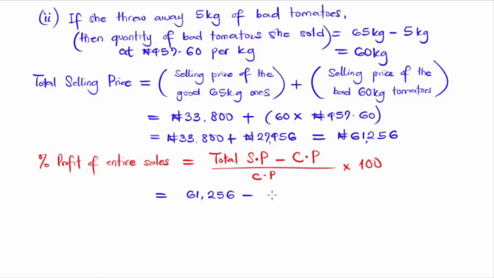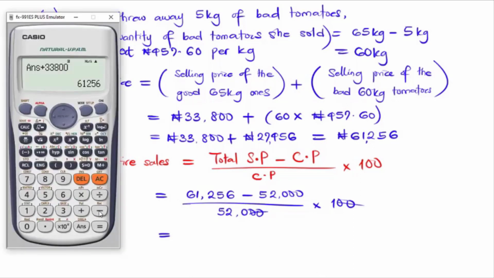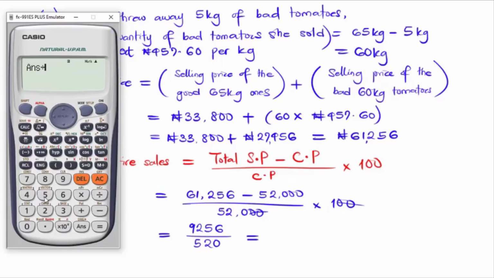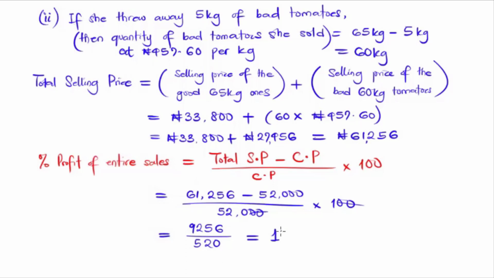Okay, minus the cost price that she used to purchase everything, that's 52,000, over that same cost price, times 100. So these zeros can cancel out, and we have 61,256, our answer, minus 52,000, that's 9,256. 9,256 over 520, and that is equal to 17.8%. That's our percentage profit for the entire sales.